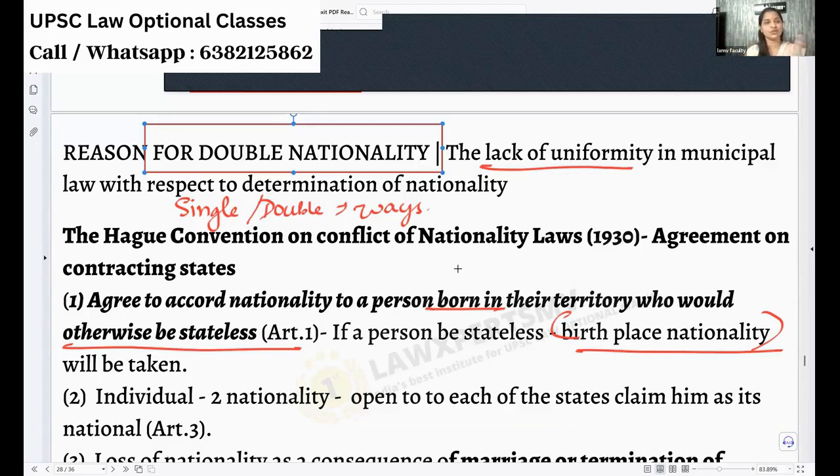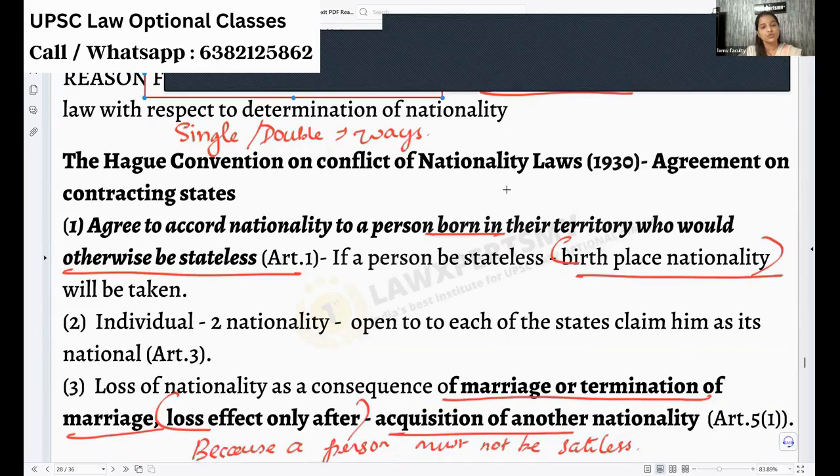One state is telling just solely, just sanguinis is okay. Everything is okay for me. One state is telling just solely only okay. So since there is lack of uniformity in the municipal law, we are getting double nationality. Okay, that is also given. So to solve this problem of nationality, we get this Hague Convention on Conflict of Nationality Laws.